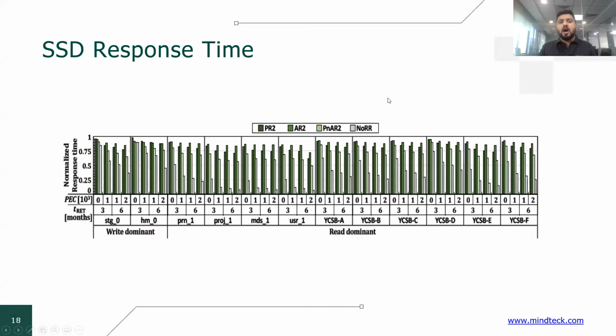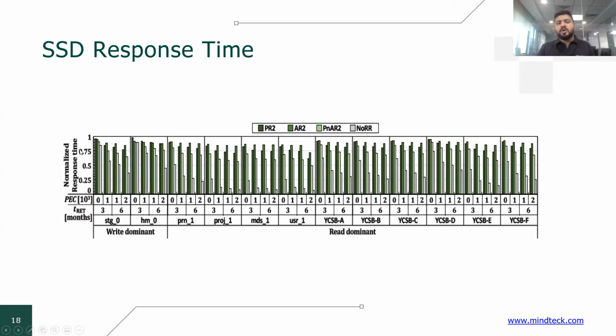Now we see how these concepts give the results. As you can see here, we are talking about program erase cycles. Here 0K, 1K, 2K. These are the retention ones. How old is your SSD? That is 3 months, 6 months we are talking about. These are the stages on different temperatures of the SSD where we are taking this data.